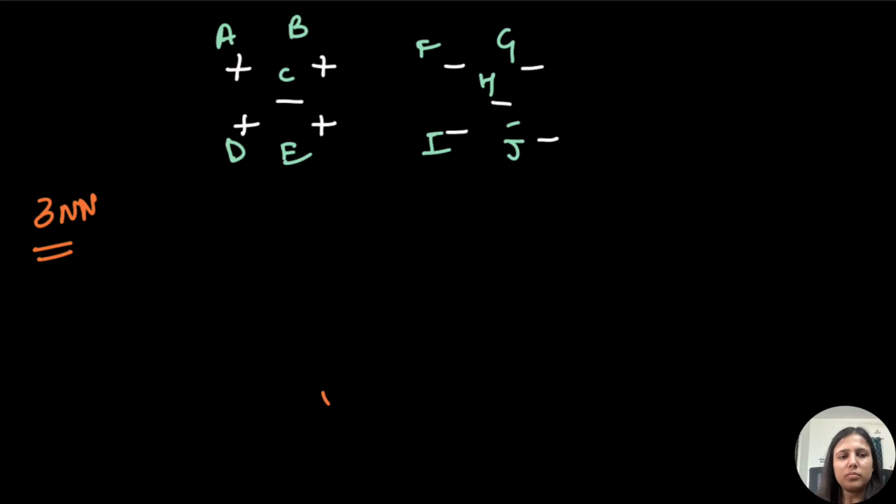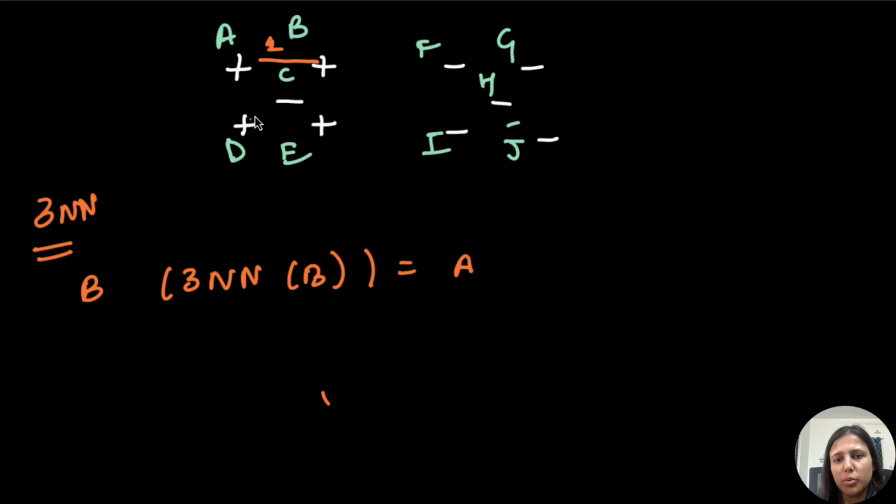Okay, now let's do B. The 3 nearest neighbors of B are: A is at a distance of 1, D is at a distance of root 2 so it will not be included, C is at a distance of root 2 by 2, and E is at a distance of 1. So the 3 nearest neighbors are A, C and E.